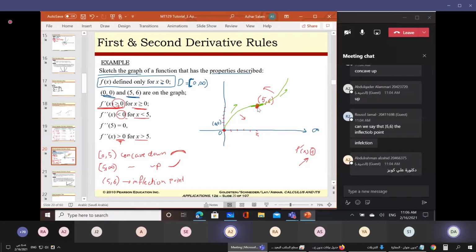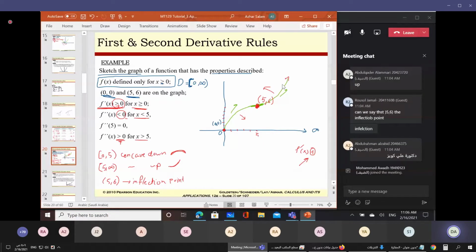Okay, so I just have to indicate the inflection point, that this is an inflection point, and the domain begins from 0 to infinity, and from 0 to 5 it will be concave down, and from 5 until the end it will be concave up. These are the main properties that I have to sketch on the graph, nothing else. Okay.